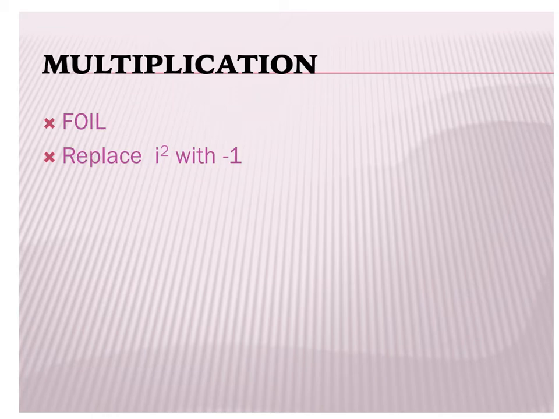Okay, then we can also multiply with i's. So anytime you've got a binomial, you'll FOIL just like regular, except that when we see i squared, normally it was an x squared, we would have left it alone, but now we see i squared, we're going to replace that with a -1.